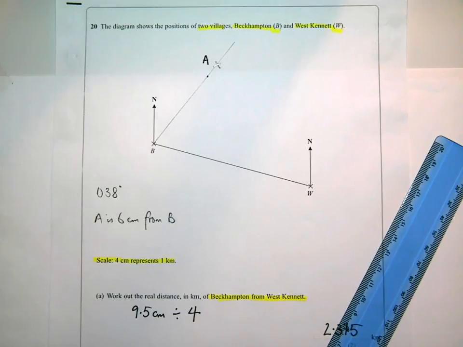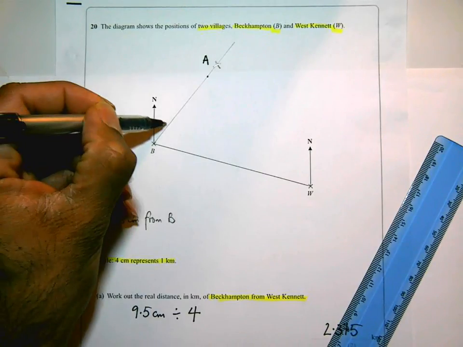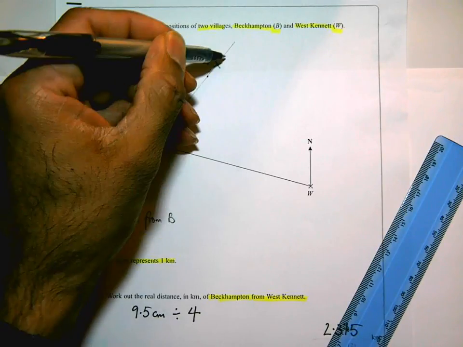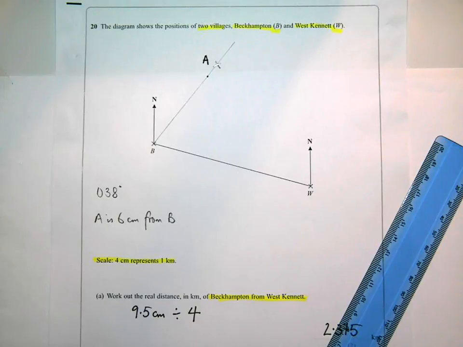So that's everything done for that. Make sure you can do this yourself. Measuring the bearing, this angle here is 38 degrees. And then they said A was 6 centimeters from B. Pretty straightforward question this is. It's 4 marks. Make sure you can get it. Make sure you understand it. Make sure you can get full marks.